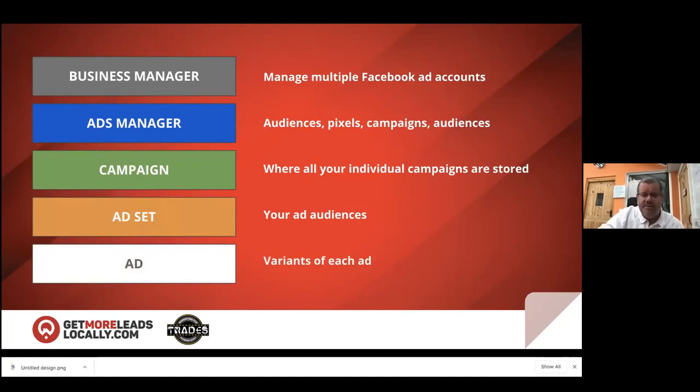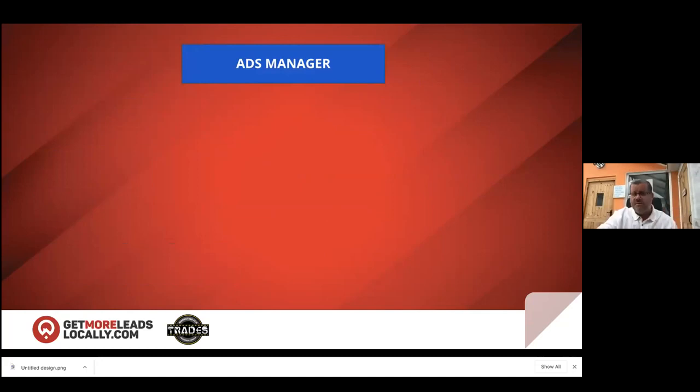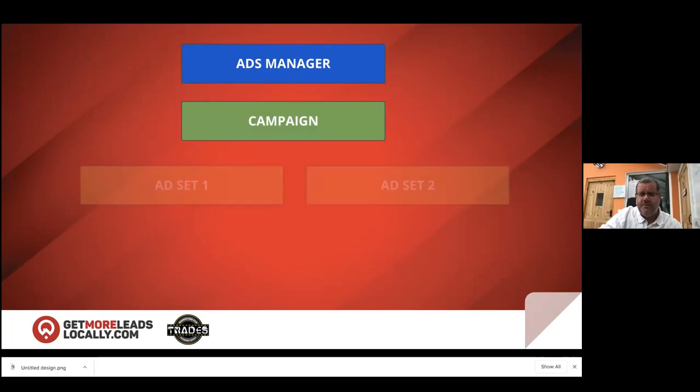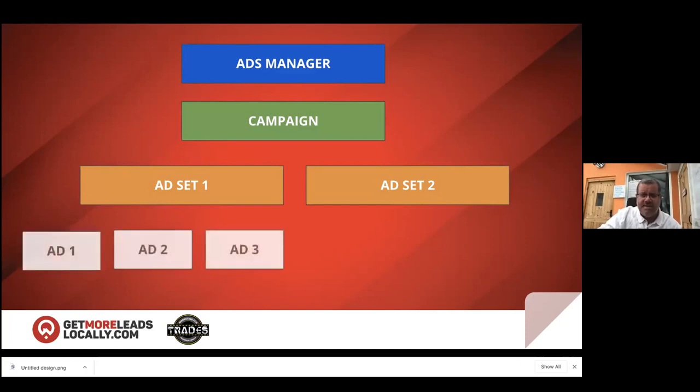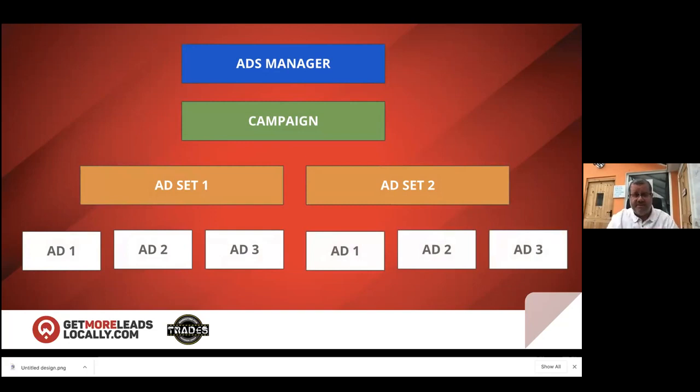When you take a look at what it looks like in a flow diagram, you've got Ads Manager at the top, you've got your campaigns, and in each campaign you might be running different audiences, testing different audience demographics. Then under each audience set, you might be running a few different variations of your advert. You might be testing different creatives or different copy, and then exactly the same for the second ad you might be running.